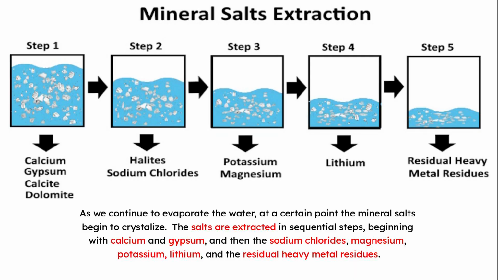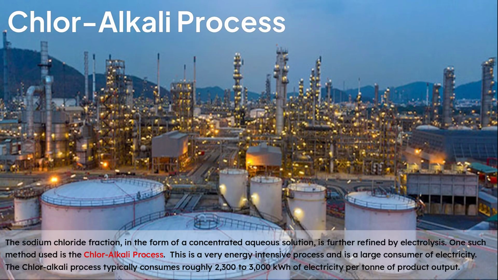As we continue to evaporate the water, at a certain point the mineral salts begin to crystallize. The salts are extracted in sequential steps, beginning with calcium and gypsum, and then the sodium chlorides, magnesium, potassium, lithium, and the residual heavy metal residues. The sodium chloride fraction, in the form of a concentrated aqueous solution, is further refined by electrolysis. One such method used is the chlor-alkali process.